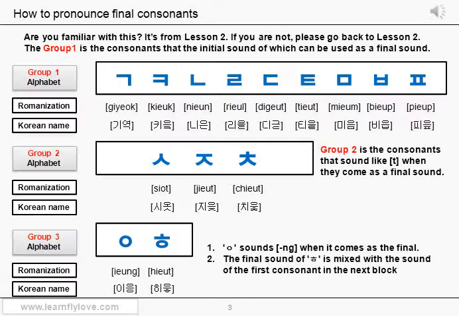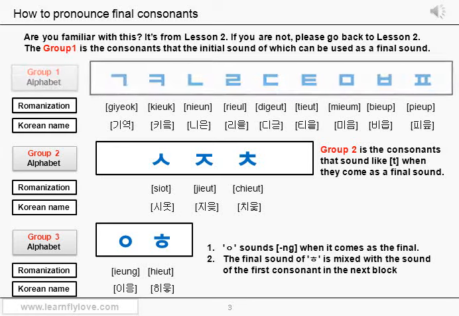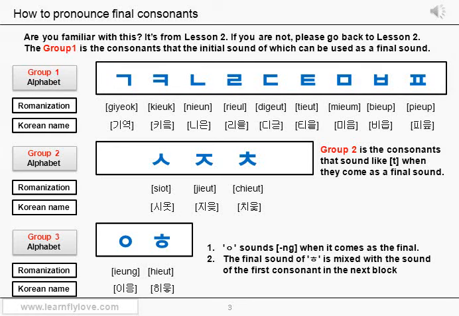That's it. We learned how we pronounce consonants when they come as a final in a block. So the consonants in the group 1 can keep their initial sounds even though they come as a final. For example, the first consonant, 기역, sounds gu as an initial, and you can think it also sounds the same gu when it comes as a final. You know all this, right?